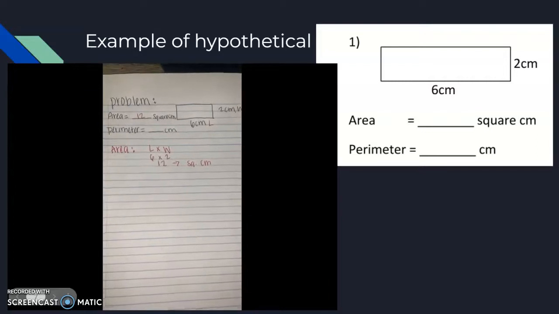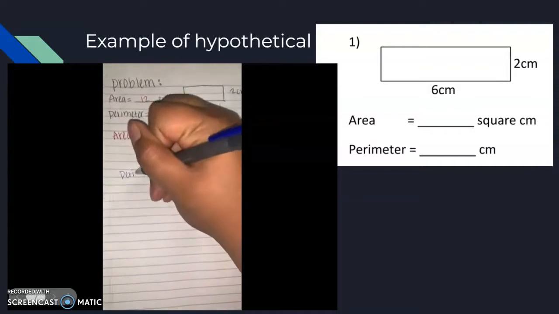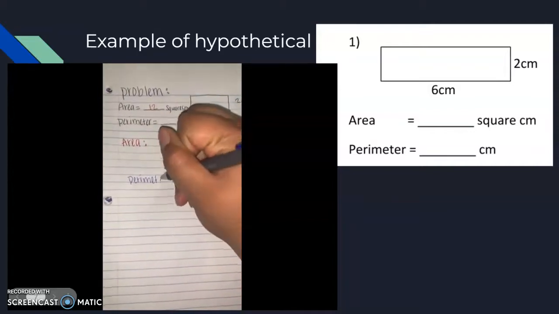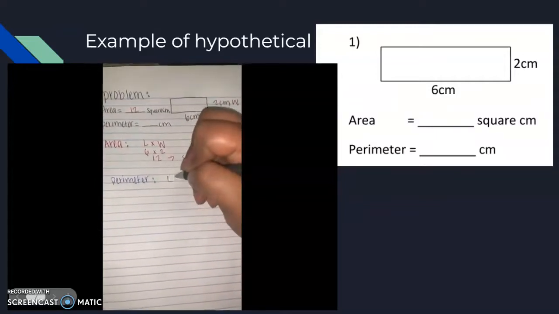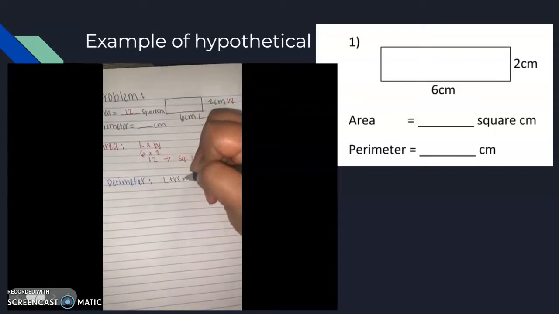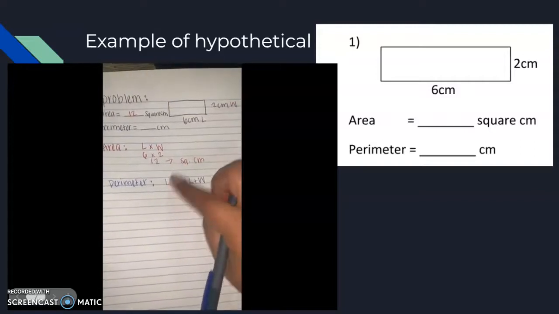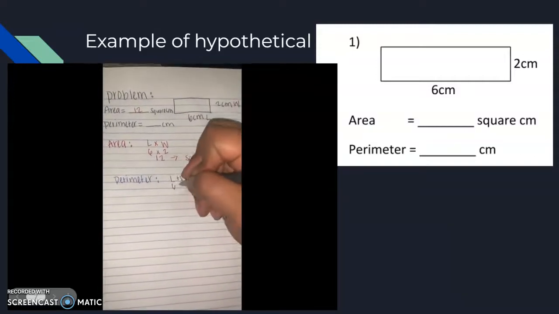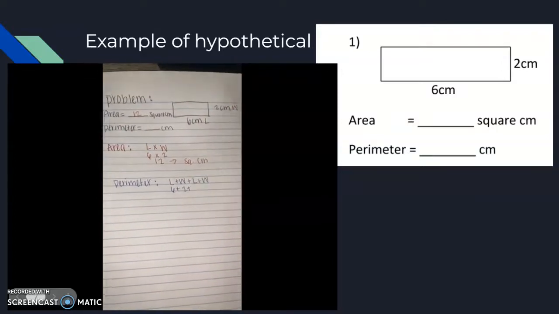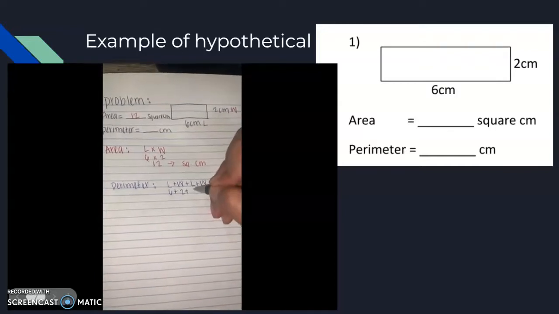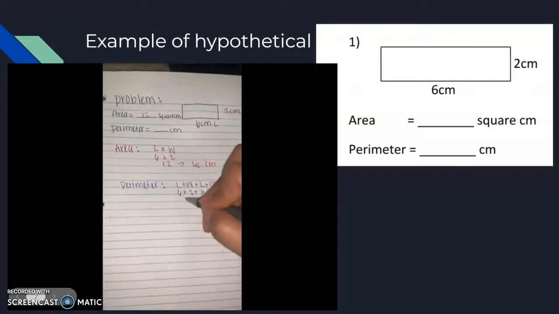The next part will be to look for the perimeter. And I'm going to write down perimeter. And the equation for a perimeter will be length plus width plus length plus width. As you can see on the top, I already had labels, so it's easy for me to see. Now I'm going to label length, that equals 6. The width, that's the 2. And again, the length, that's 6. And again, the width, that's 2.